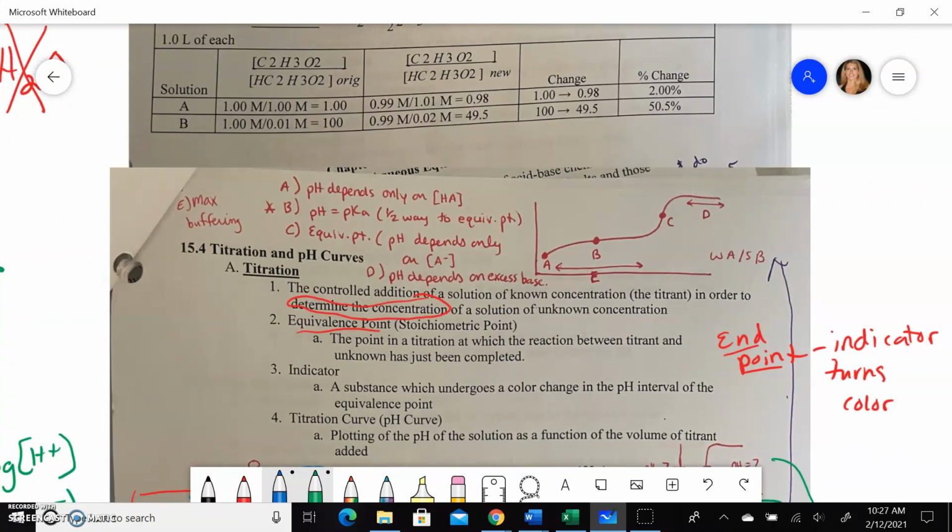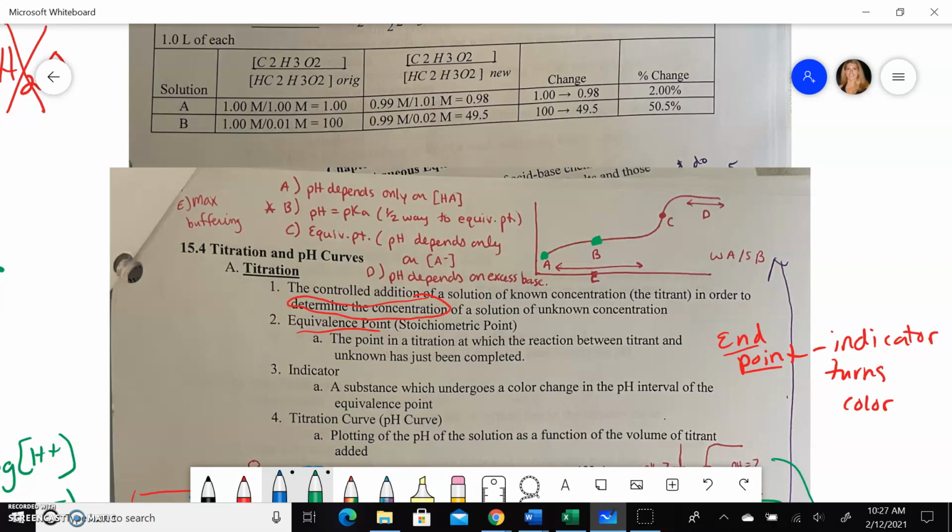There are lots of things that you need to be able to label about this graph. It's a really common AP multiple choice question where they give you this graph and then ask you lots of questions about the different places on the graph. So first of all, you need to know that at the initial start of the titration at letter A, the pH depends only on the concentration of the acid because you have not added any base yet. So this is the point where if they say what is the pH, it's just whatever the concentration of the acid is.